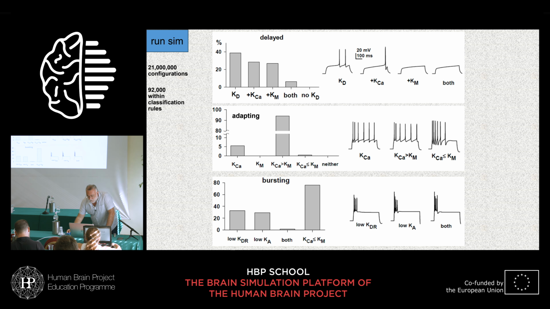Okay? And so on. For the bursting it is the opposite. So adapting is calcium-dependent greater than Km. For the bursting it is the opposite.